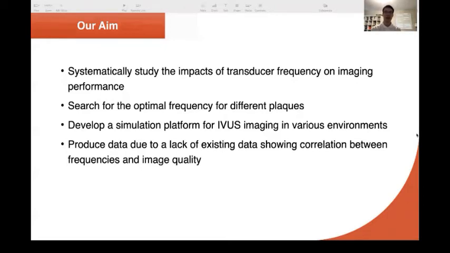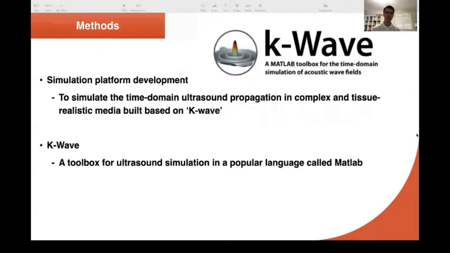And the reason that our project is important is because it can produce data in an environment where there's a lack of existing data showing correlation between frequencies and image quality. The way our simulation is produced is from a K-Wave toolbox from a popular language called MATLAB. It can then simulate the time domain ultrasound propagation, which is perfect for IVUS ultrasound propagation in complex and tissue-like media, which can mimic plaques.